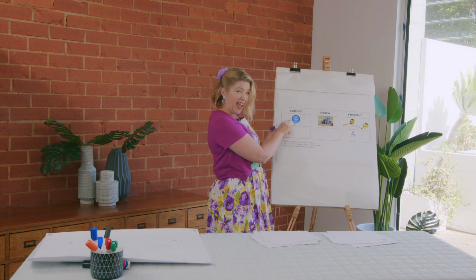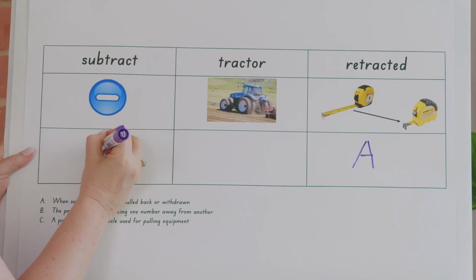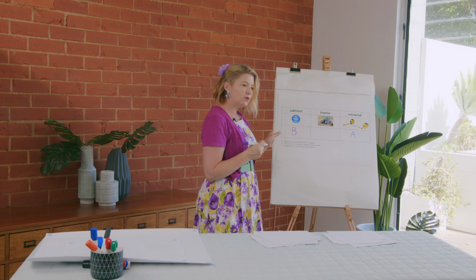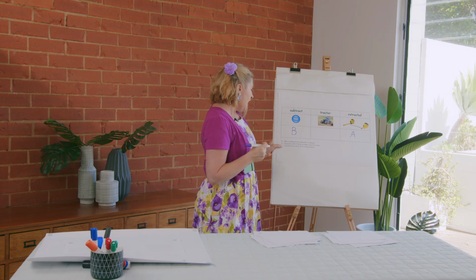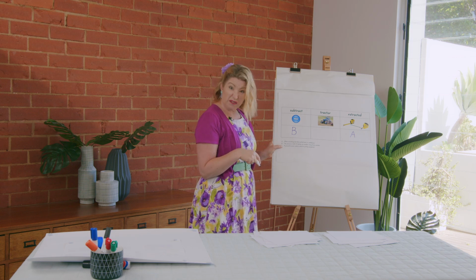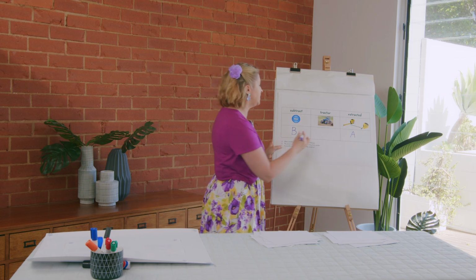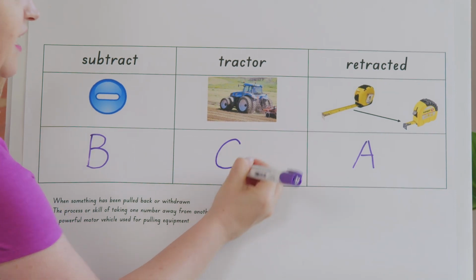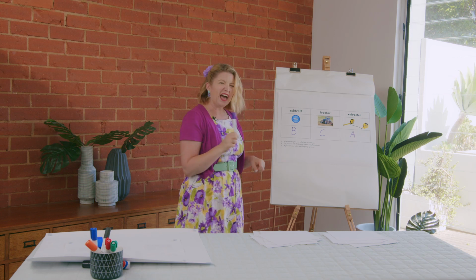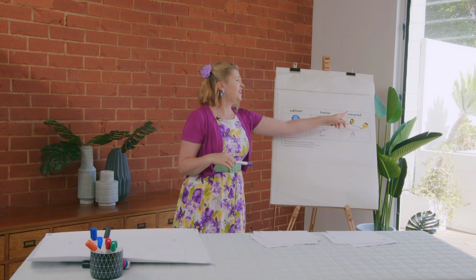B, the process or skill of taking one number away from another. It's to subtract. It's what you do in maths when you do your takeaways. You pull it away from something else, pull the numbers away from each other. C, a powerful motor vehicle used for pulling equipment. Usually on a farm we see these, don't we? It's a tractor. C. Did you get those ones? They were a little bit easier today, I think. Apart from retracted, I think the other two you would have got really easy. And I think the past tense might have helped you with that.